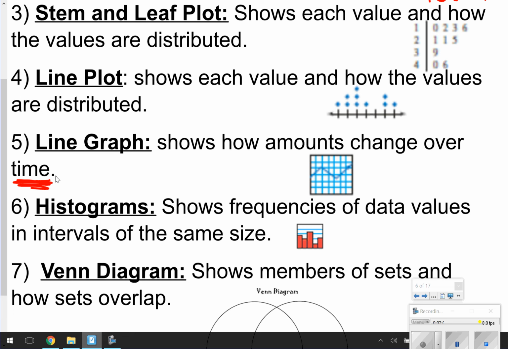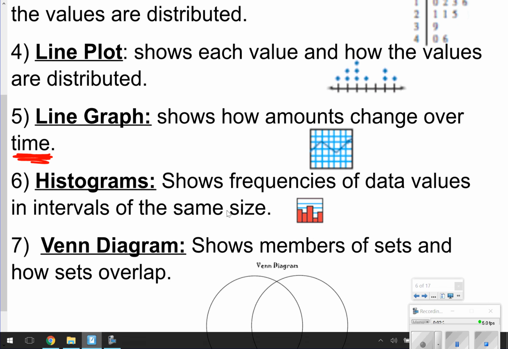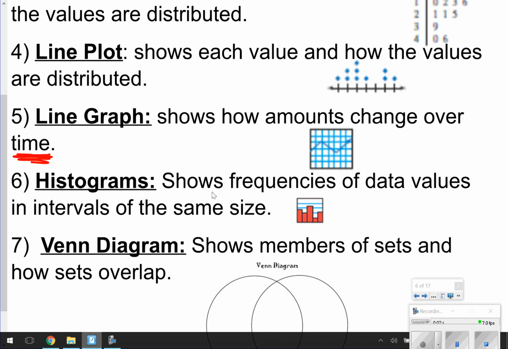Number 6 is histograms, and they show frequencies of data values in intervals of the same size. So if you're talking about number groups or groups in weight, those type of things where you can show the same intervals, you can use histograms. And then lastly is a Venn diagram. We've talked about those before as well. Those show how two sets of things could have things in common and how they also are different from one another. If you need to go back and rewind just to make sure you have all 7 of these definitions, feel free to do so.